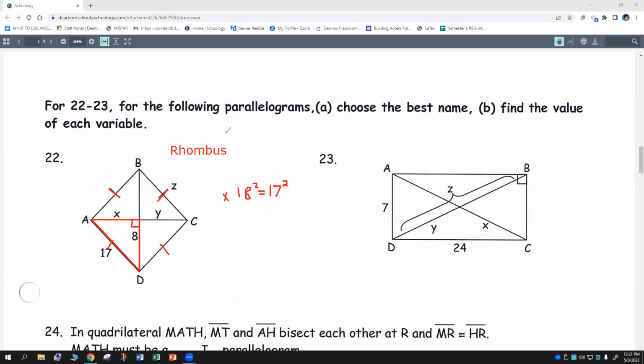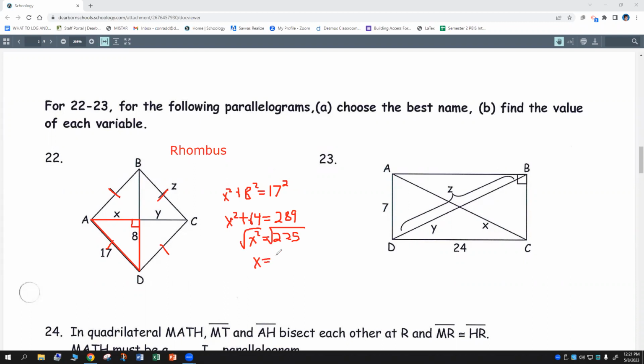And then write that very nice. Okay, so that's x squared plus 64 equals 289. We subtract 64 from both sides. We get x squared equals 225. And then we take the square root of both sides to solve for x.